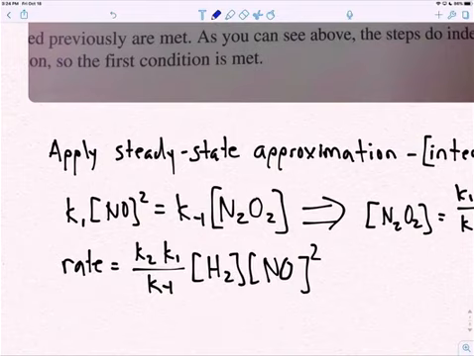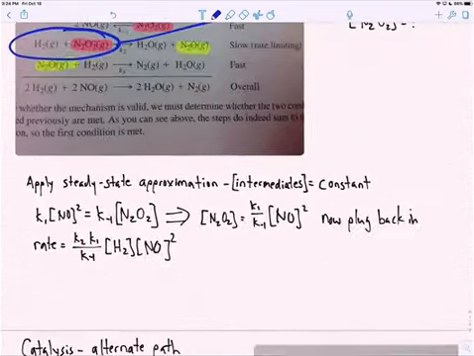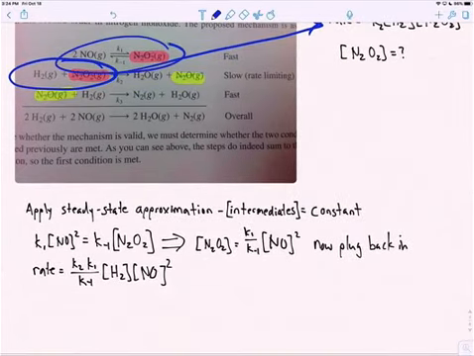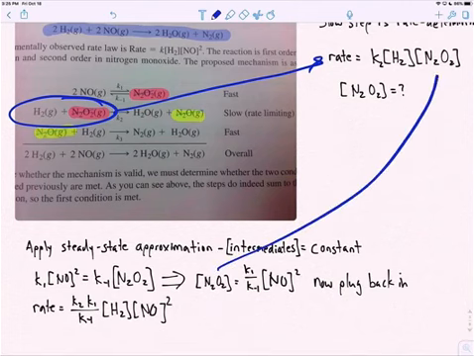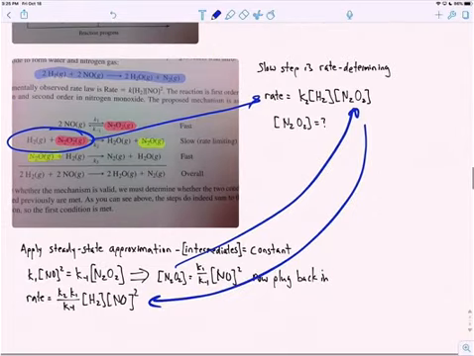So K1 times nitrogen monoxide squared equals the reverse reaction. So this one up here, the top one. The forward reaction equals the reverse reaction, and then you solve for the concentration of N2O2. And once you do that, you plug it in there, and then you get that. So that is the way to do this.